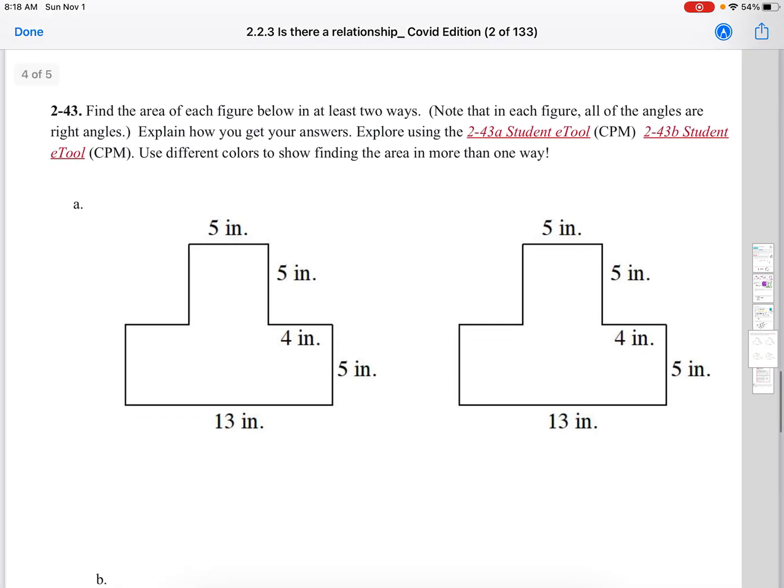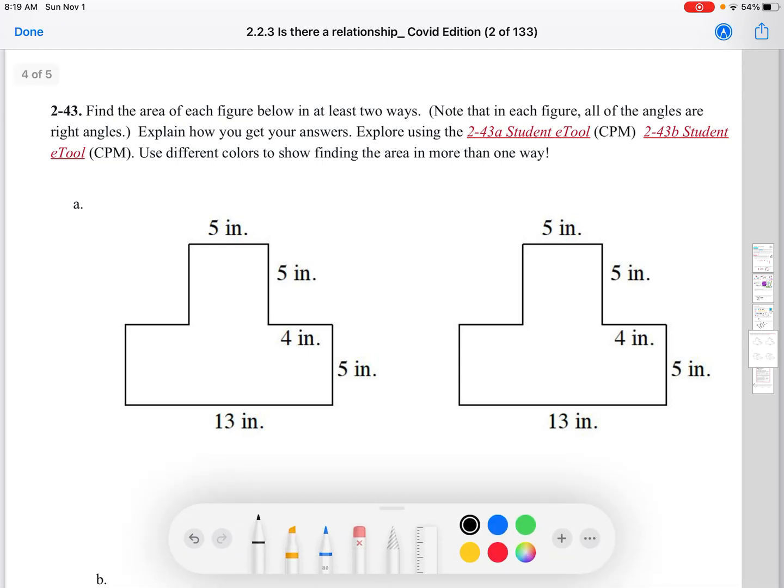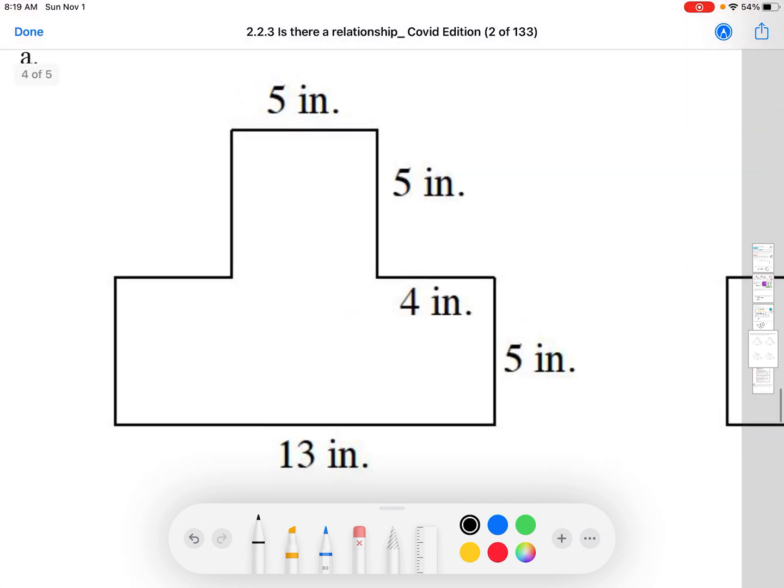All right, now, last thing is find the area of each figure below in at least 2 ways. Explain how you got the answer. So what I did is I just created the 2 figures so that I could show how I found that area right away. One way to do that, let's do this one right here, okay?